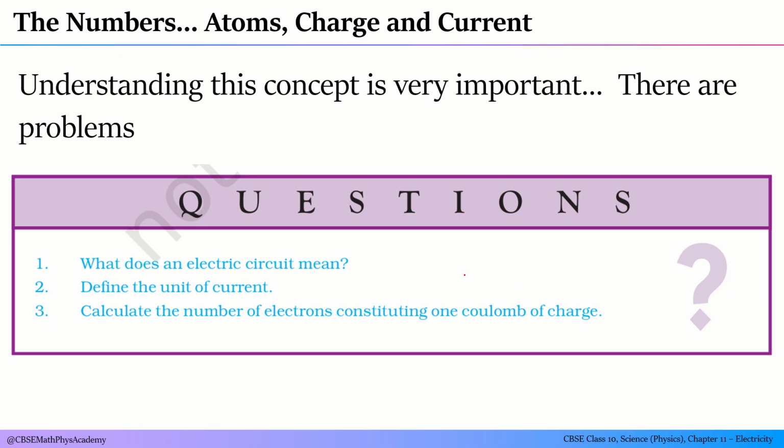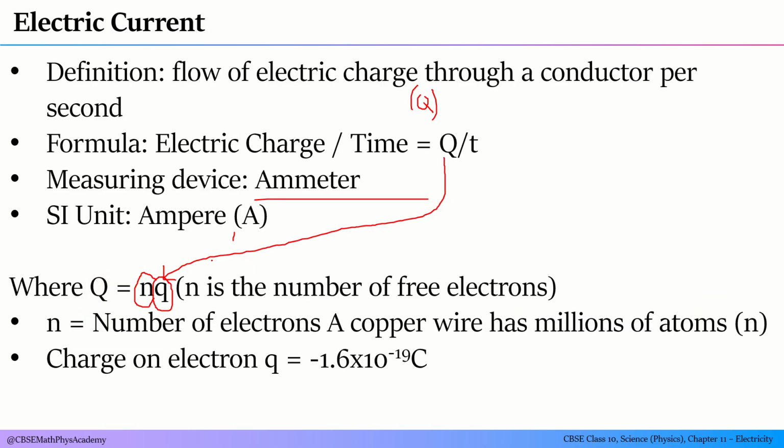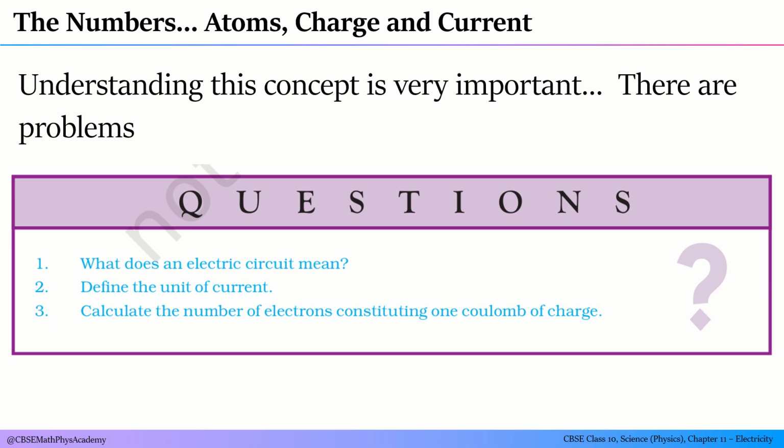So whatever we saw now appears to be a very important concept because there have been problems in the past, and even your textbook has a problem which says: calculate the number of electrons constituting 1 coulomb of charge. So you must find out, to carry 1 coulomb of charge, what is the number of electrons required? All these problems we will discuss subsequently.